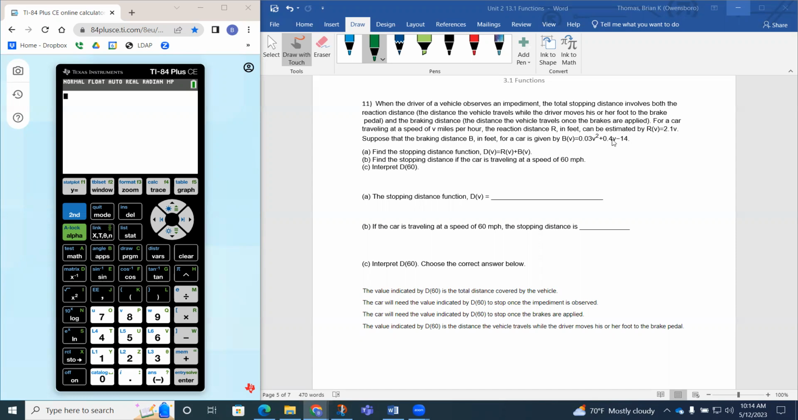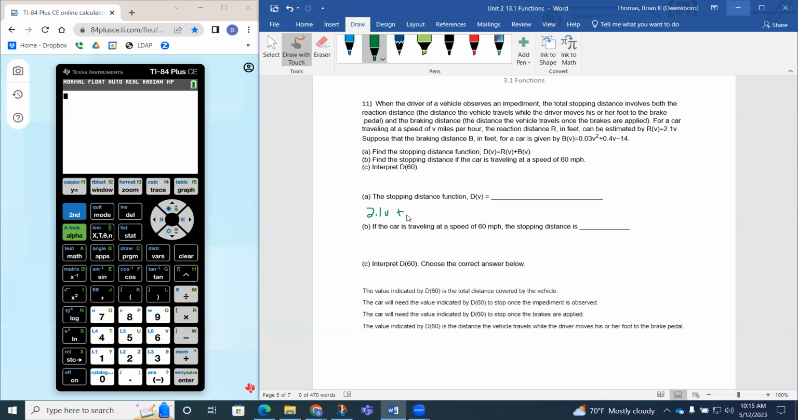And then how long does it take your car to actually stop? So the braking distance is the distance the vehicle travels once the brakes are applied. The total distance traveled is represented by this third function, D of V, which is the first two functions added together. So the reaction distance plus the braking distance gives you the total distance that your car traveled. So we want to find the distance function, and basically we're just adding the 2.1 V.